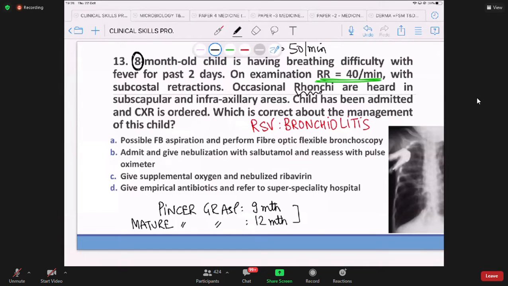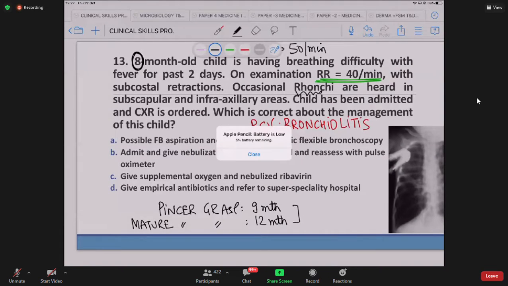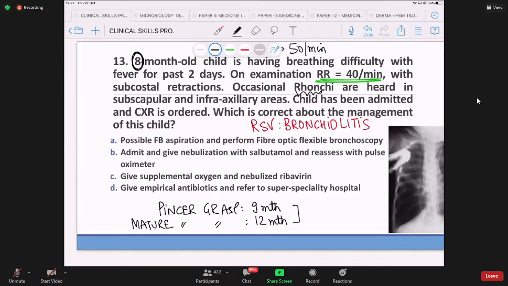Why am I ruling out foreign body even clinically? Because to pick up a foreign body, the little baby should at least be able to pick up any small object. That's more important, no? So in this case, I want you to appreciate the fact that the age group is a little on the higher side. So I'm ruling out option number A.